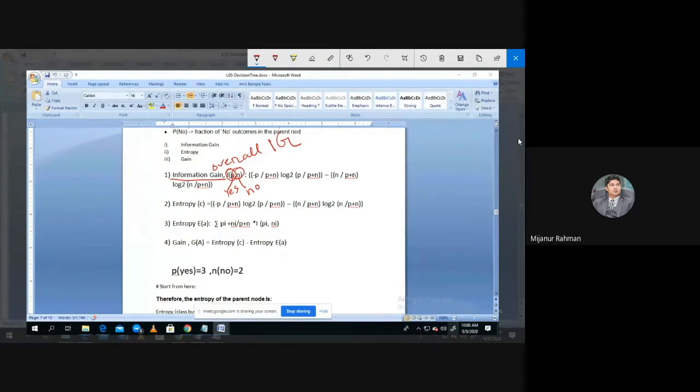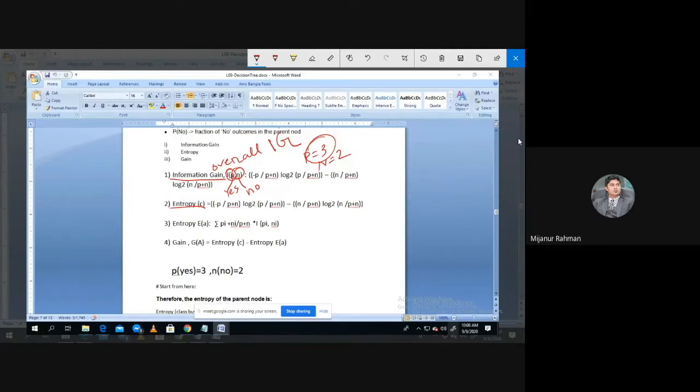The value of P is 3 and the value of N is 2. Why? Because we have two numbers of no and three numbers of yes. If you look at the table, you can find there are three yes. This is the reason the value of P is 3. Now the next one is the entropy of C.